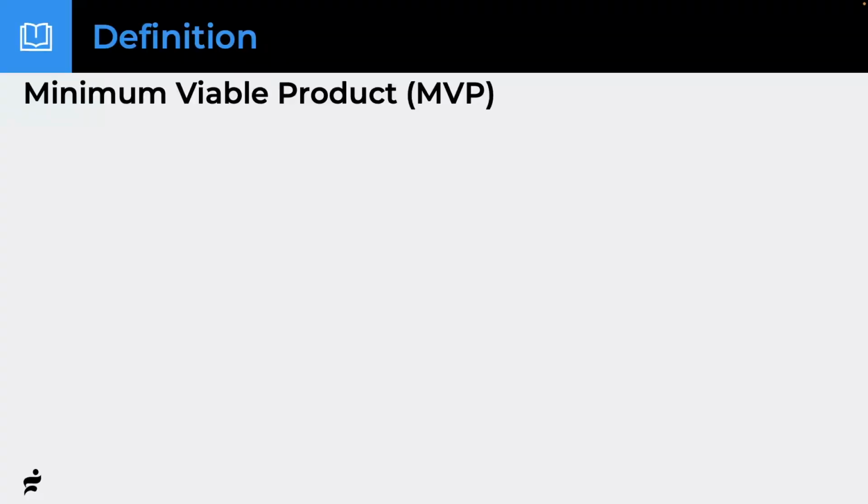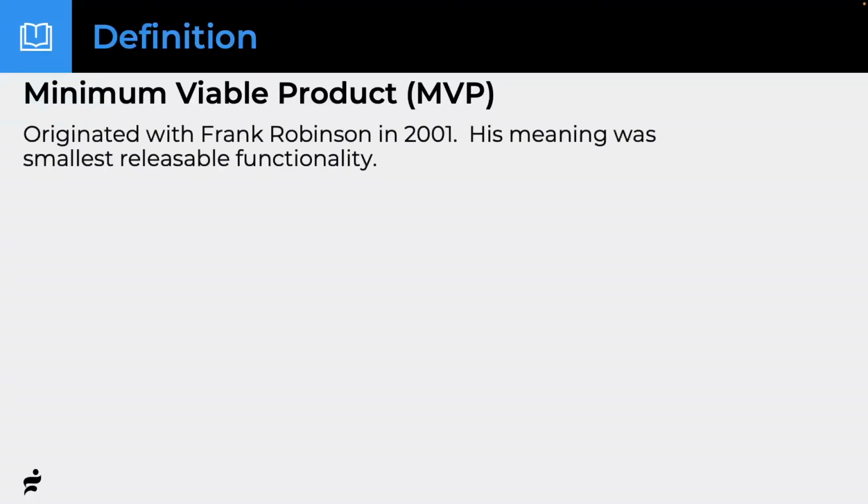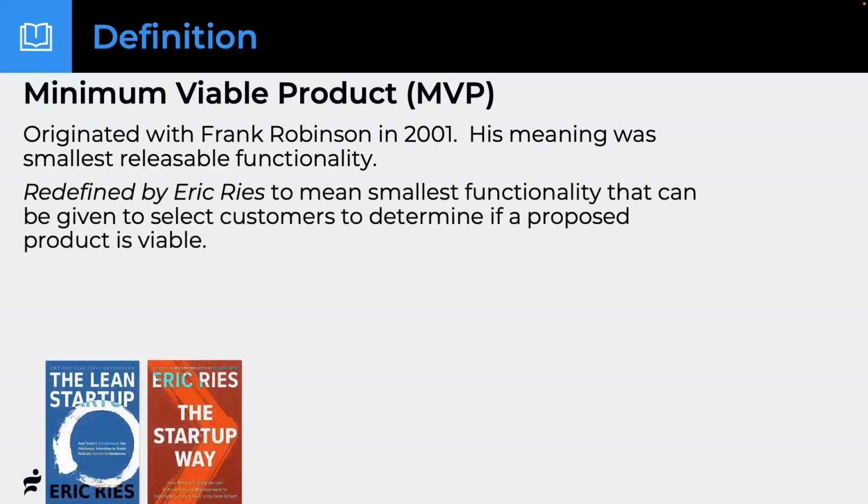So an MVP, a minimum viable product, originated with Frank Robinson in 2001, and his meaning was the smallest releasable functionality. But it was redefined by Eric Ries to mean the smallest functionality that could be given to select customers to determine if a proposed product is viable. In other words, if you can have a product when you build it. Now, this came out in The Lean Startup. He followed it up with a book called The Startup Way, which is also just brilliant.